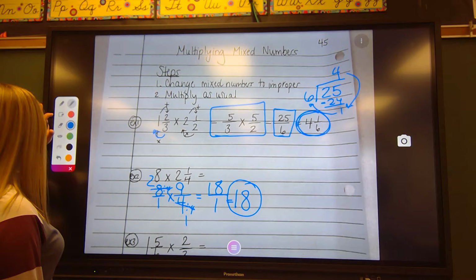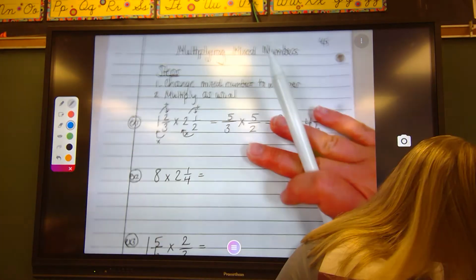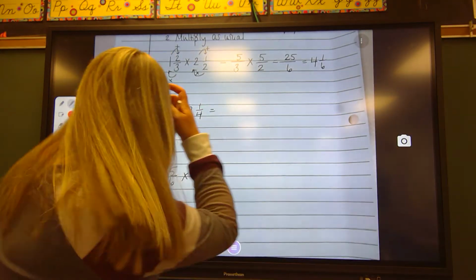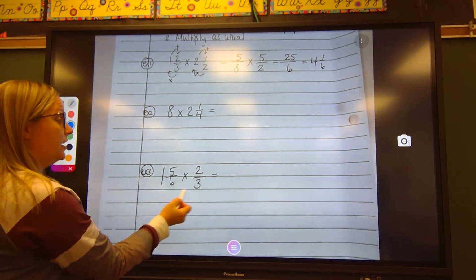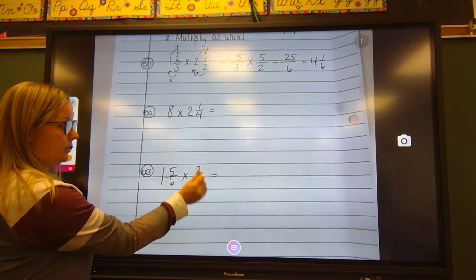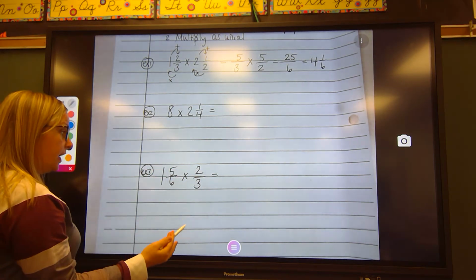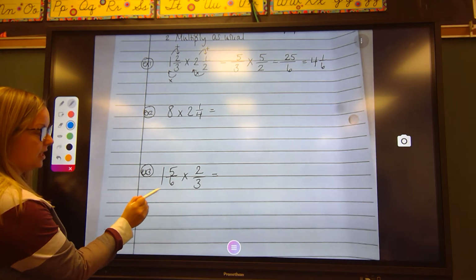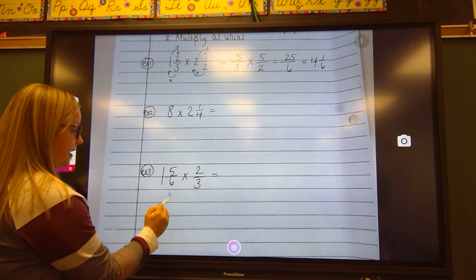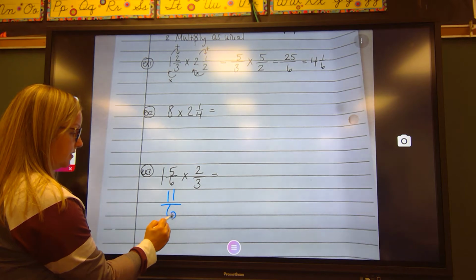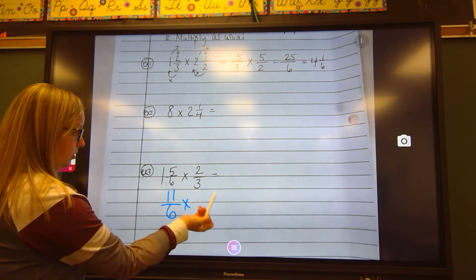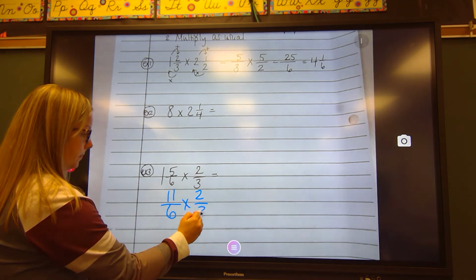All right, let's go ahead and take a look at this last example here. 1 5/6 times 2/3. Sometimes you're multiplying a mixed number by just a fraction. So just change the ones that are mixed numbers. 6 times 1 is 6. 6 plus 5 is 11/6 times, you don't need to do anything with that, 2/3.